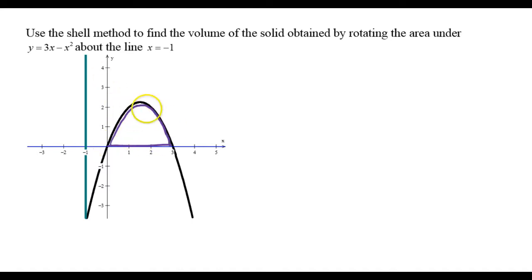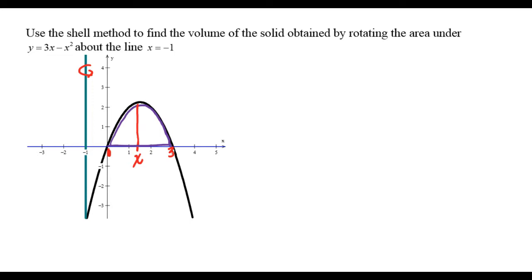Let's go ahead and draw one of our shells, and my best advice in using the shell method is to draw a particular shell. So I'm just going to choose any x value between 0 and 3. Those are the limits of integration, as my region extends from 0 to 3. And if I were to draw a shell here, this is my axis of rotation.